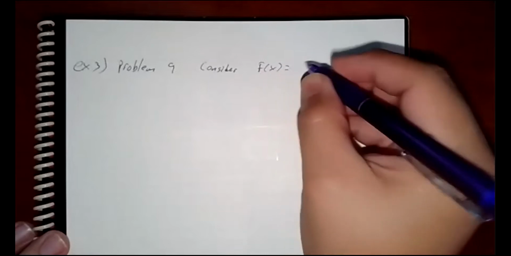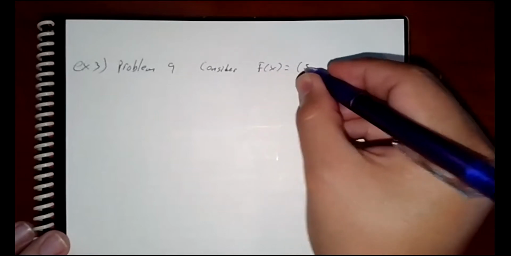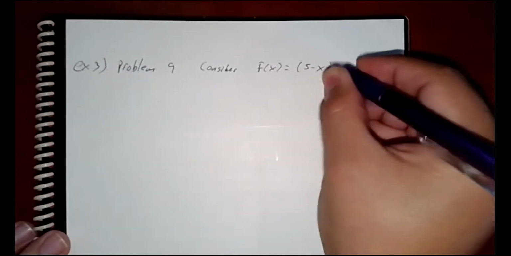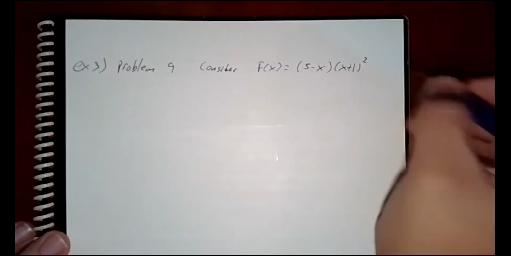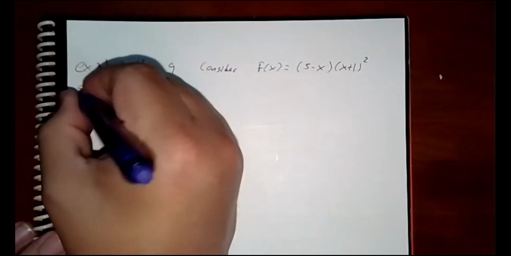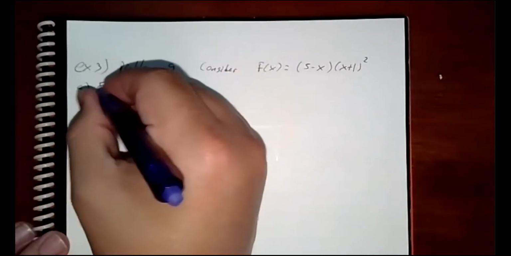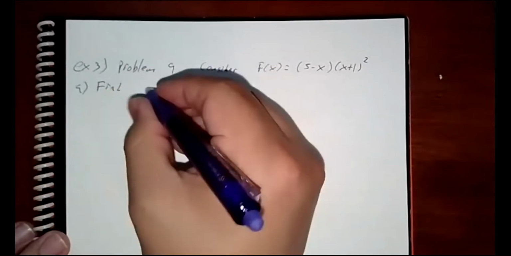So consider the function 5 minus x times x plus 1 squared. Part A, you always got to start by finding the critical numbers.